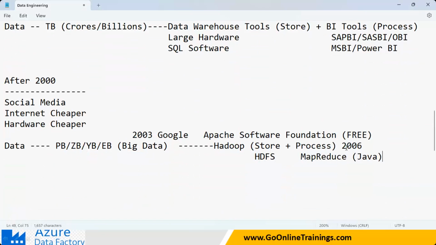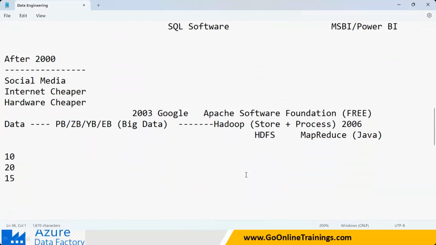Clear? At the end of the day, only storing the data is not sufficient, right? You should also be able to process the data. Processing means, as I told you, I have two numbers, 10 and 20. So how to get the total? I have a number 10, a number 20, and one more number 15. Like that, I have three numbers. So now I am talking about only three numbers.